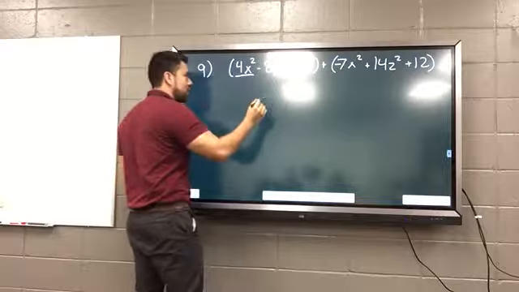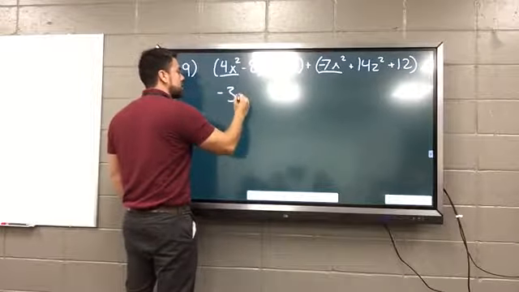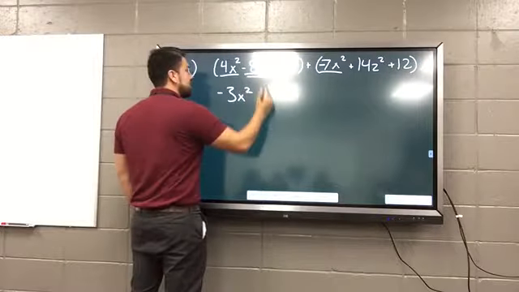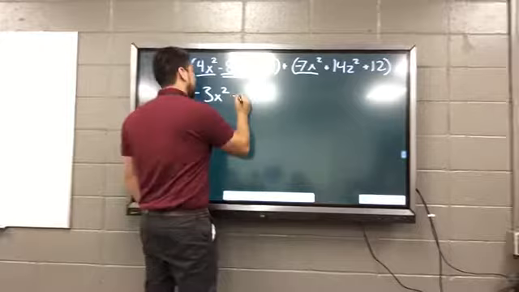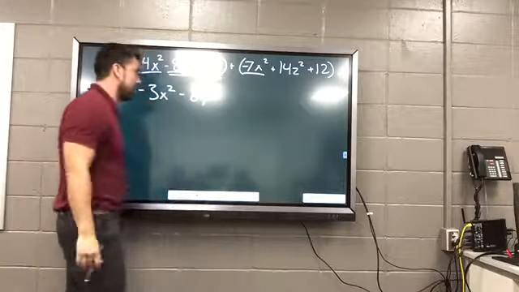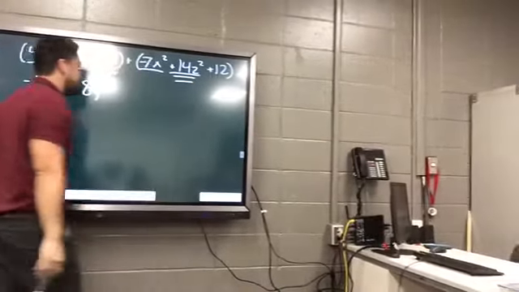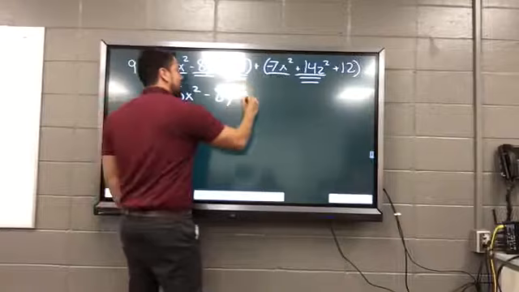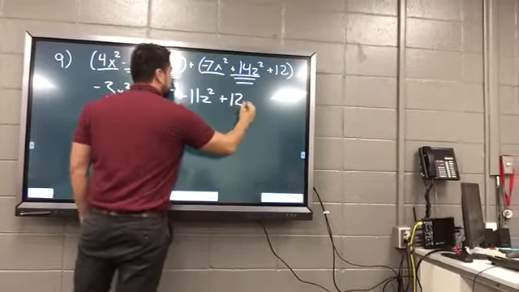Is there a like term to 4x squared? Yeah, it's negative 7x squared, negative 3x squared. Is there a like term to negative 8y squared? No. Okay. Is there a like term to negative 3z squared? Positive 14z squared, which gives me positive 11z squared, and then that constant is by itself.